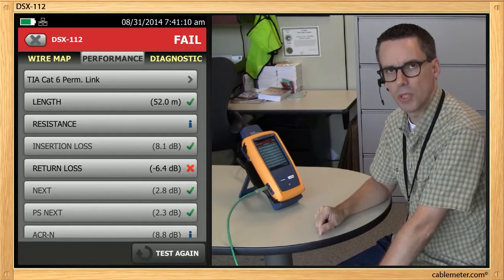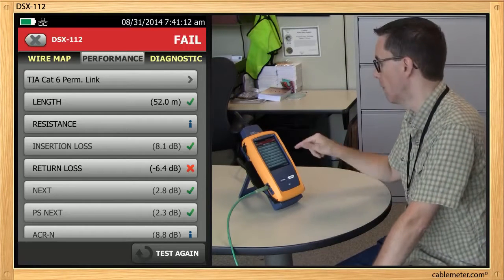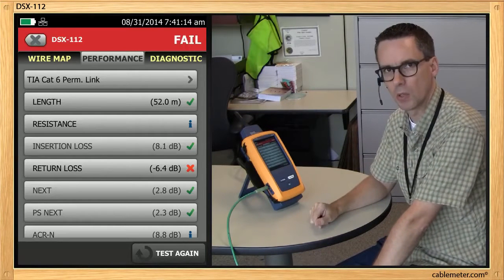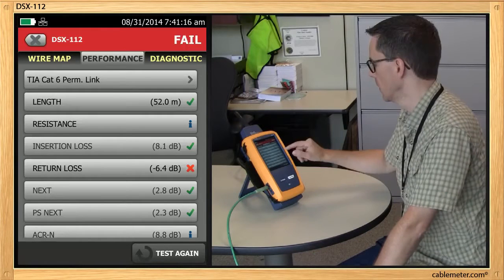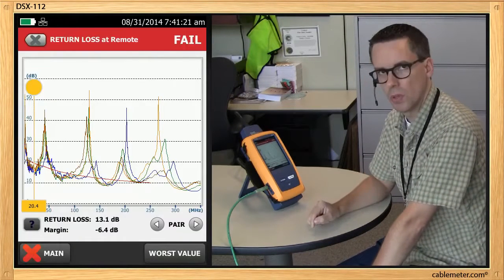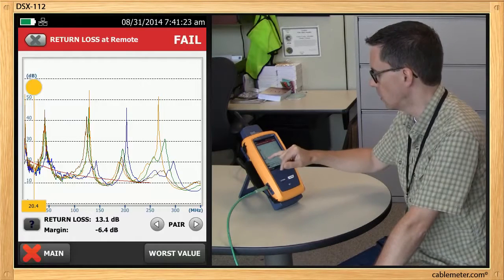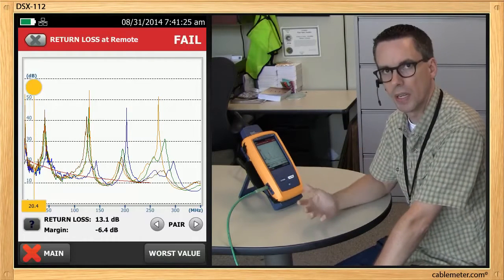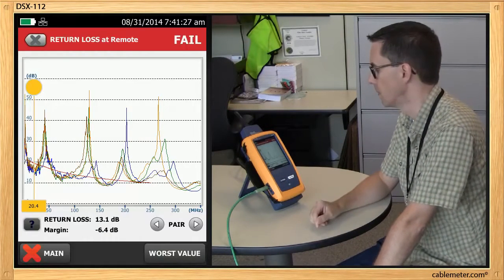In this example, we see return loss failed with a margin of minus 6.4 dB. That's quite a significant failure. Let's go and tap on the screen here. When we look at the result here, indeed we see the return loss trace is below the red limit line, indicating yes, it is a failure.